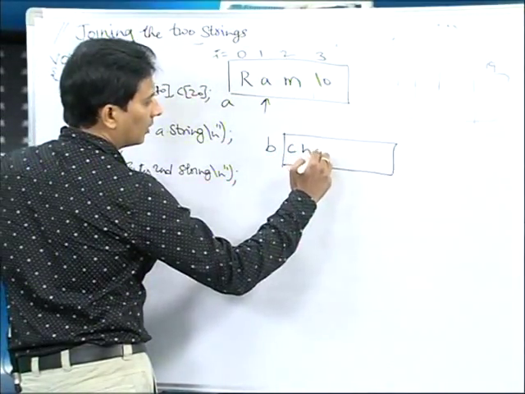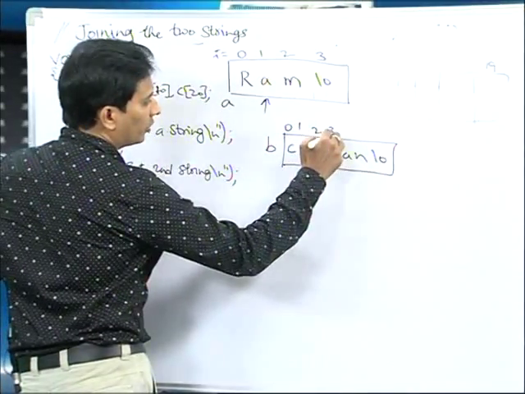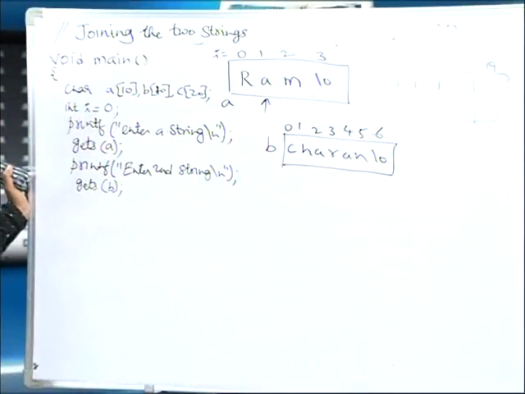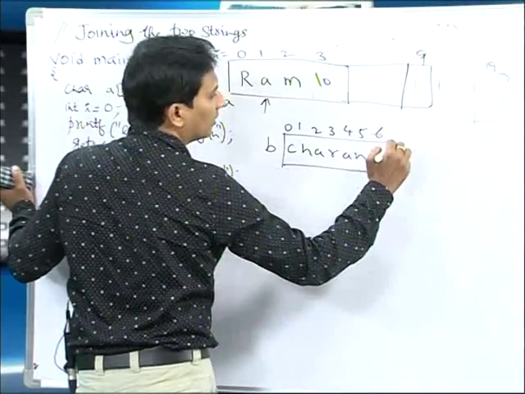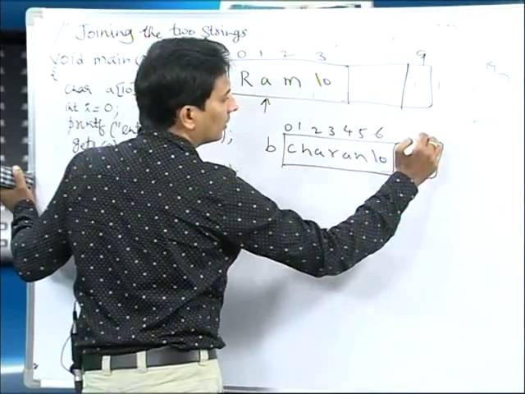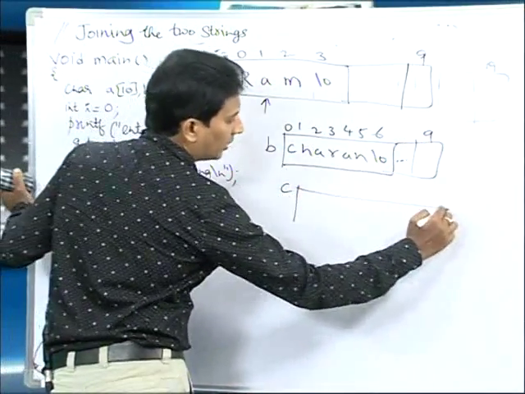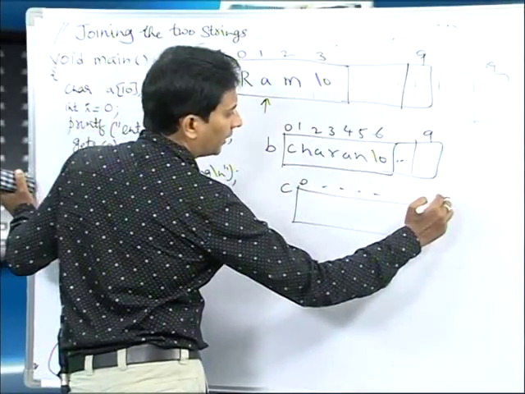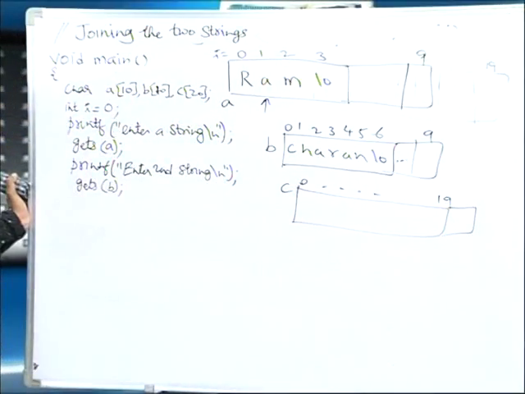Indexes 0, 1, 2, 3, 4, 5, 6. Of size 10, the last index is 9, and this is also last index 9. Next, created another array of size 20, 0 to 19. This is the C array. So now we read the two strings.